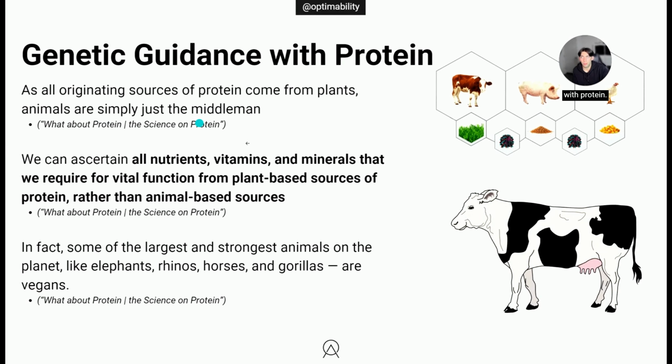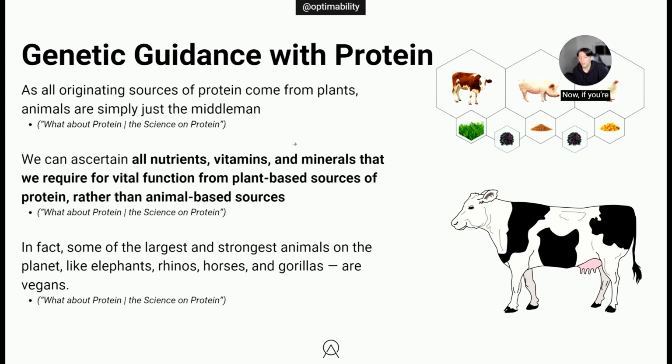Genetic guidance with protein. So this is pretty cool. Now, if you're a meat eater, a carnivore, a vegan, it doesn't really matter. Like, it does matter, obviously, the way you eat and stuff. But what I'm trying to emphasize is that here at Optimability, we're trying to dig deep and find the science behind the best and cleanest ways to eat.